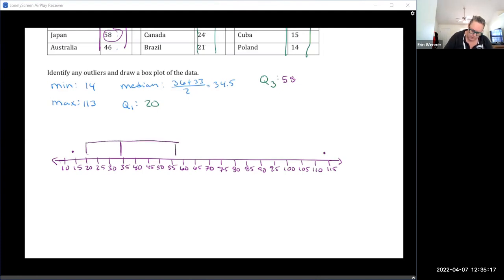Looking at this, I'm not drawing any whiskers yet because we need to think about whether we have an outlier. Look how far 113 is outside of our box. The box represents the middle 50% of data, okay? That is our middle set of data. That is what most of it is. So, do we have an outlier?